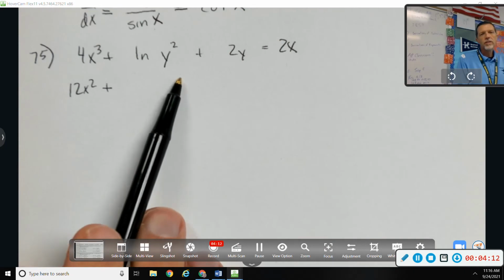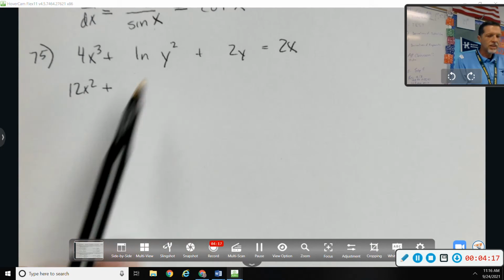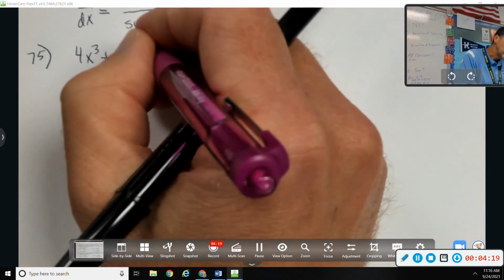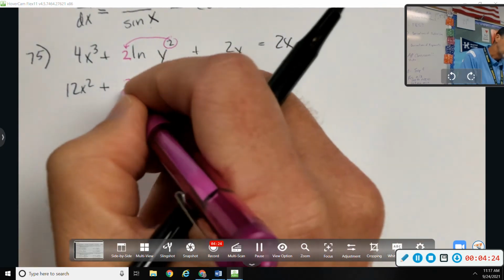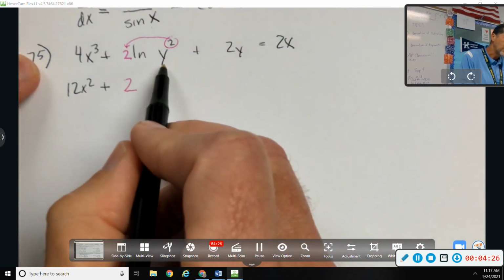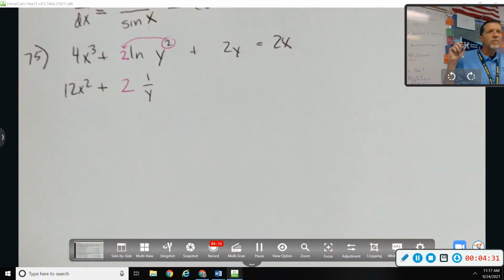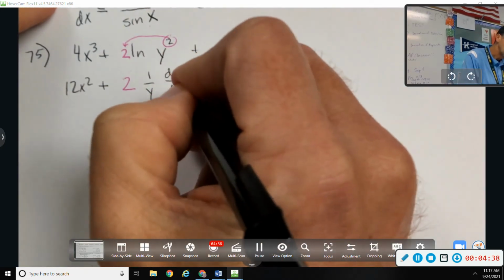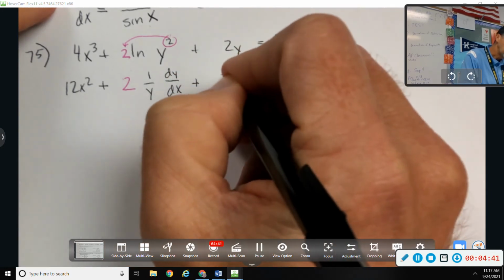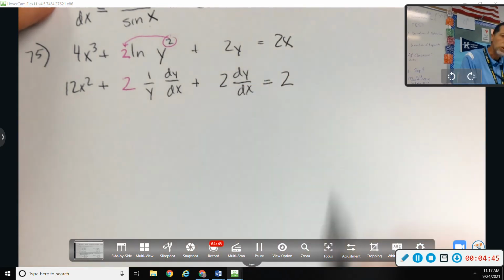Derivative of, do we want to algebra first here? Yeah. Make life a little easier. So let's put the 2 down front. So 2, and then derivative of natural log is 1 over y. But there's more to this one. Times dy dx. Plus 2 dy dx equals 2.